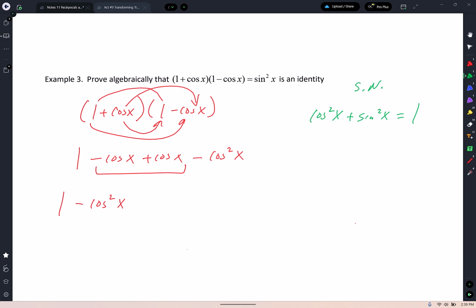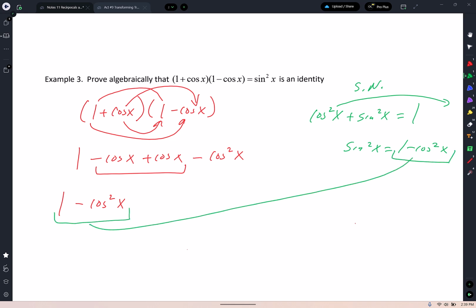Cool? All right. I notice this, and then I say, oh, okay, look at this. If I move that cosine squared to the right, I'll have this expression like so. And look at that. Is that 1 minus cosine squared right here? So that is just equivalent to sine squared x.